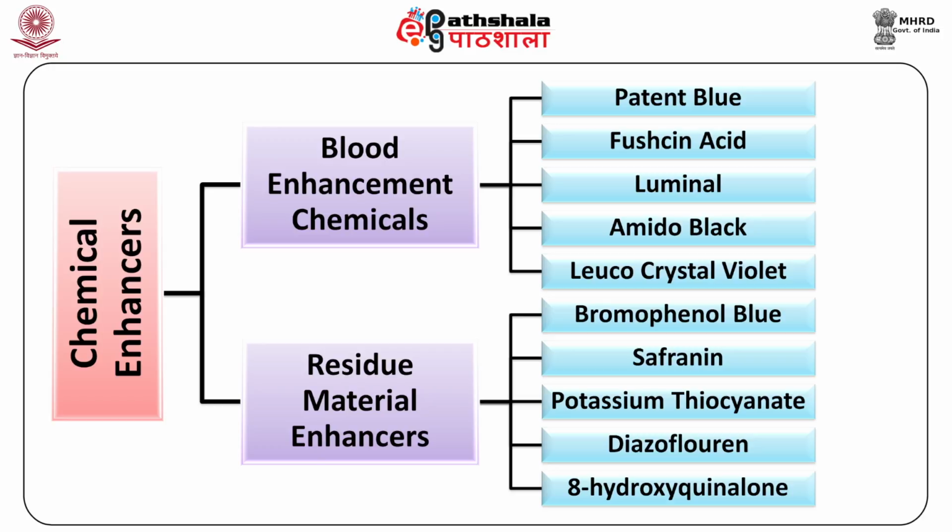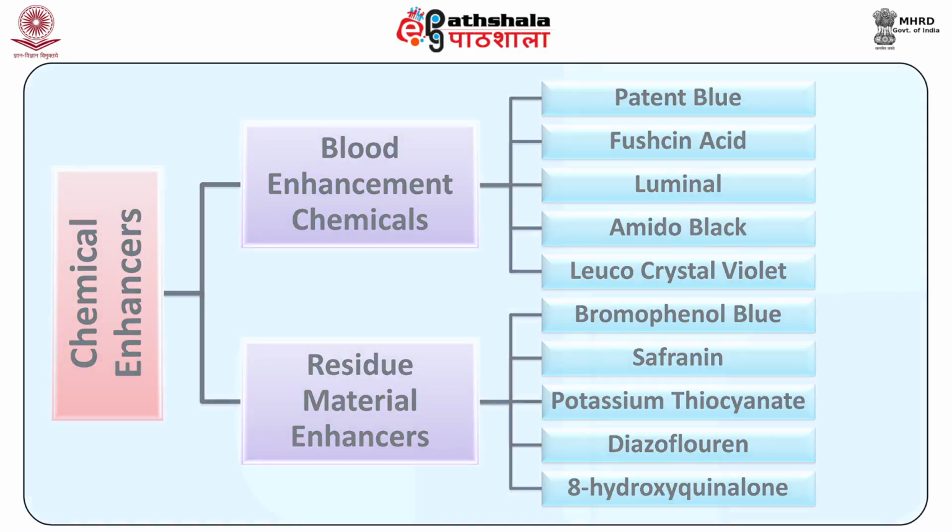Similarly, there is another set of enhancers called chemical enhancers, which include the blood enhancement chemicals and residue materials enhancers. The former class of enhancers comprises patent blue, fuchsin acid, luminol, amido black and leucocrystal violet that can be used to improve the quality of prints stained with blood. And the latter one consists of chemicals like bromophenol blue, saffron, potassium thiocyanate, difluorin, and 8-hydroxyquinoline. All these can be employed for enhancing the prints which have been generated by any exogenous material.